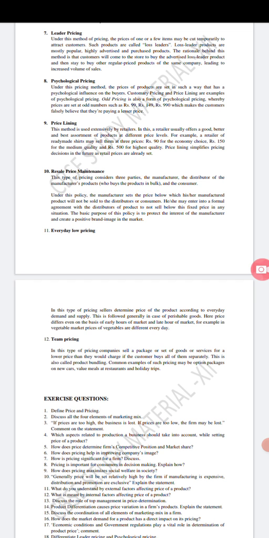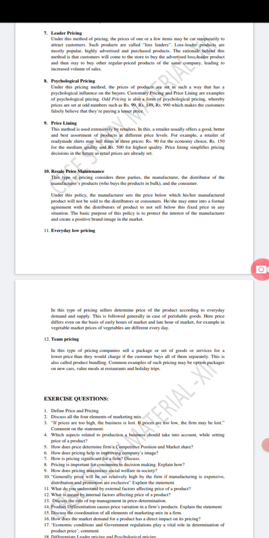So correct here 999. This method makes the customers falsely believe that they are paying a lesser price. So customers may falsely believe they are paying a lesser price. That's called psychological pricing or odd pricing, in which we set odd numbers.